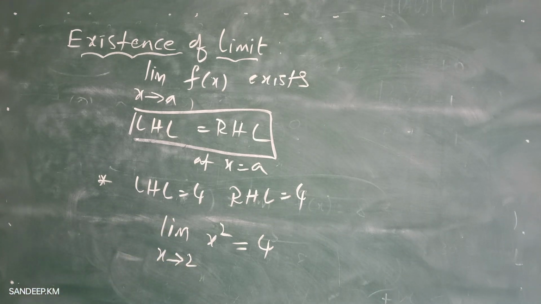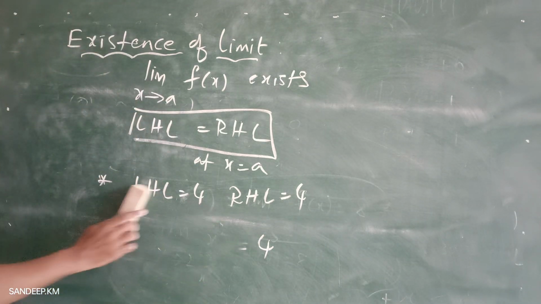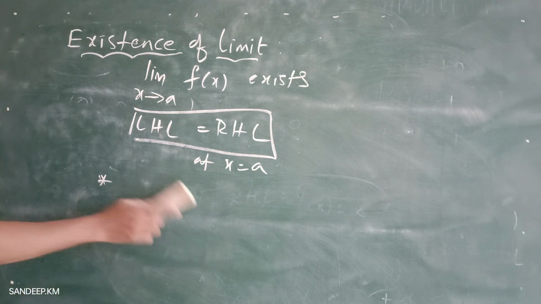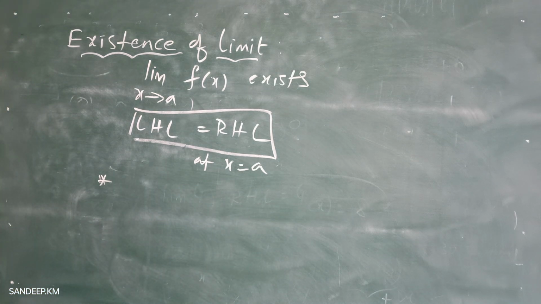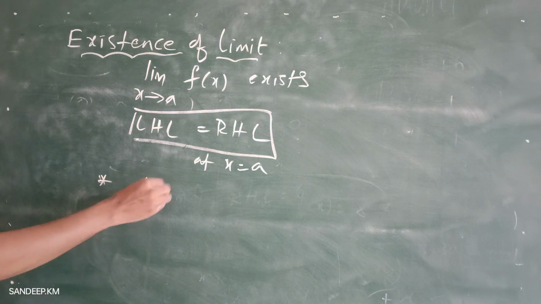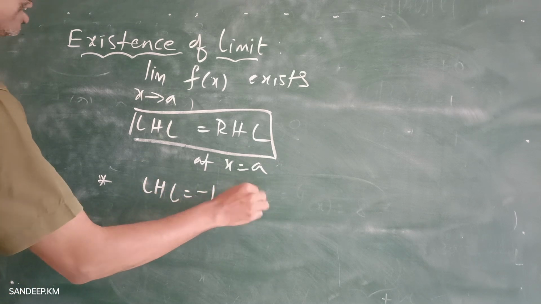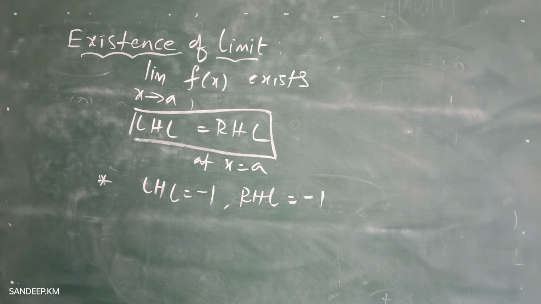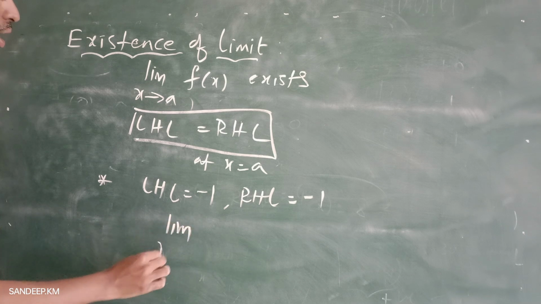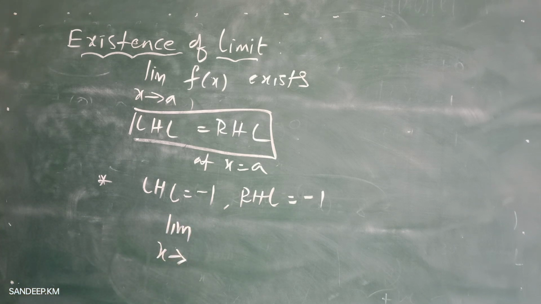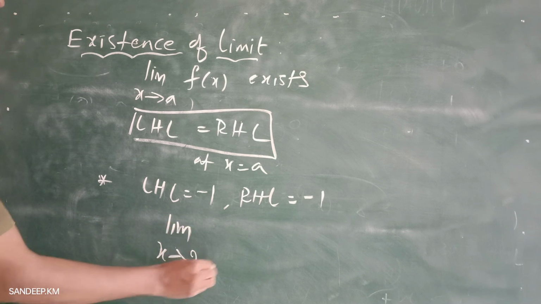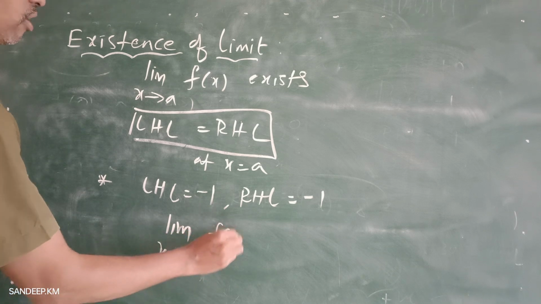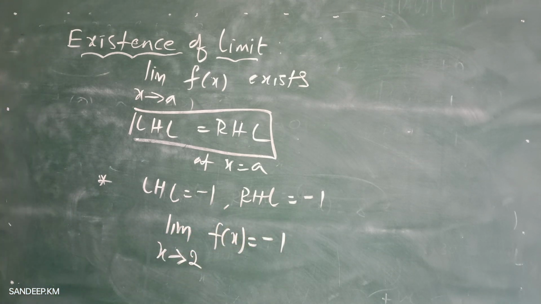What about the third example? In the third example, we have seen that LHL is minus 1 and RHL is also minus 1. So we can conclude that limit x approaches, what is that number? I think the number is 2, yes. Limit x approaches 2, f of x is equal to minus 1, in the third example. What about the fourth example?